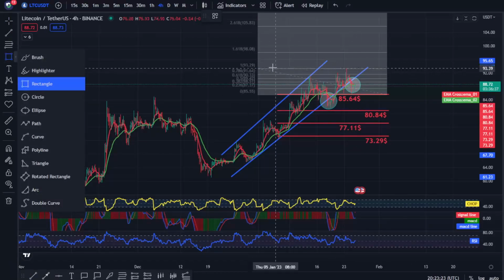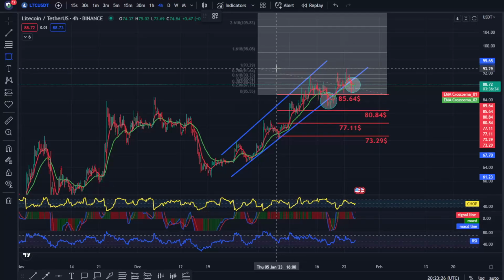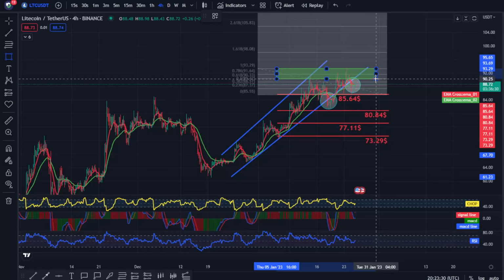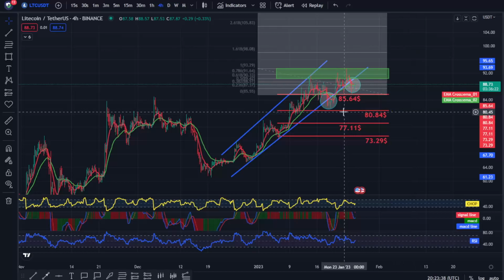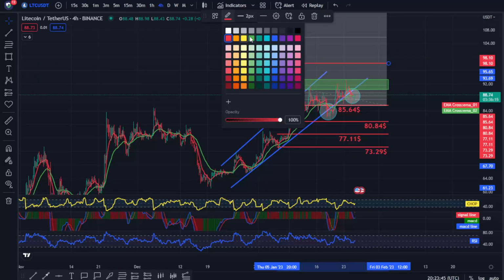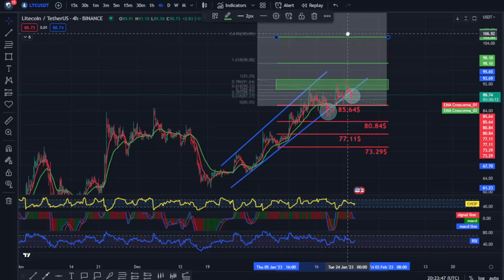Looking the other way, we can mark the resistance areas in the same way, but first, it is worth marking the strong resistance zone from $90.35 to $93.29. Only when the price breaks it will go towards the resistance at $98.10, and then $105.84.